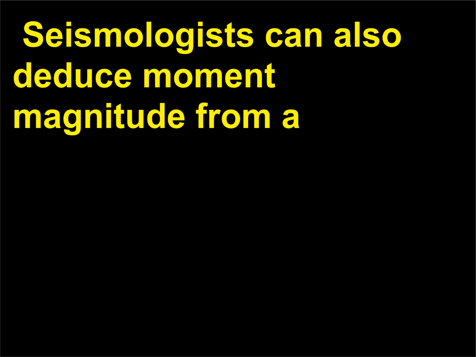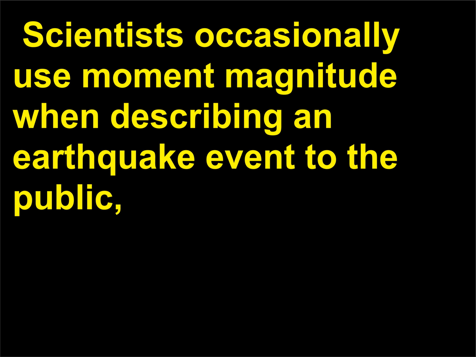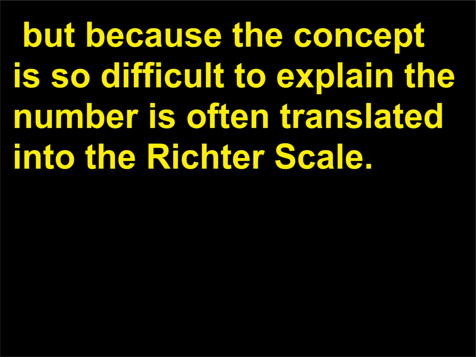Seismologists can also deduce moment magnitude from a fault's geometry in the field or a seismogram reading. Scientists occasionally use moment magnitude when describing an earthquake event to the public. But because the concept is so difficult to explain, the number is often translated into the Richter scale.